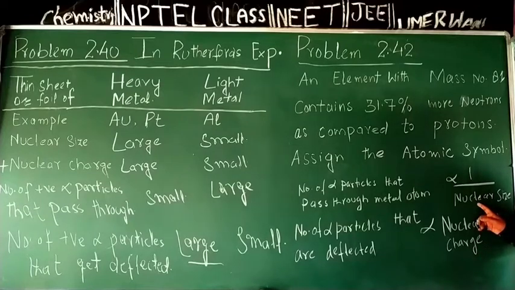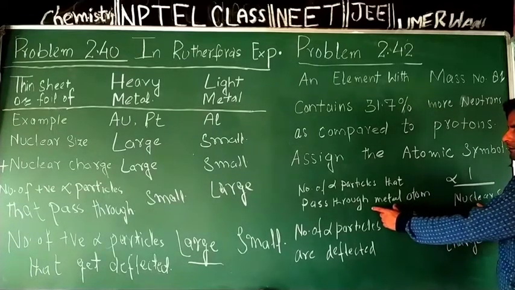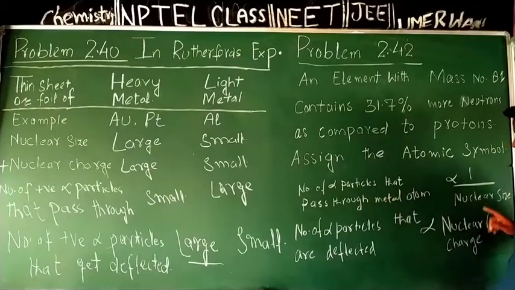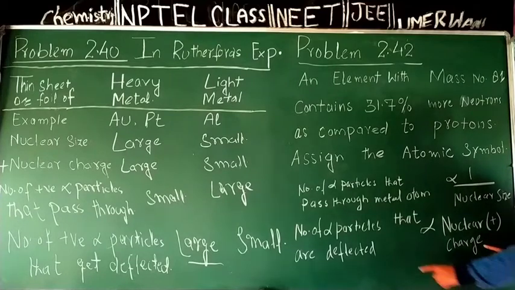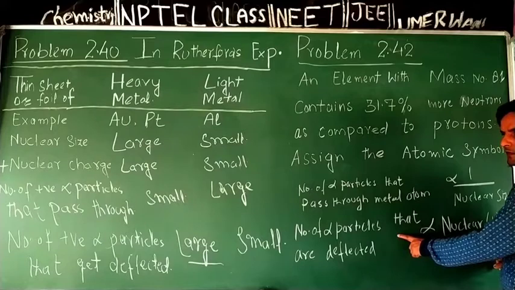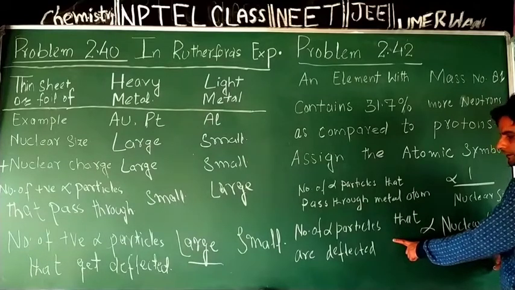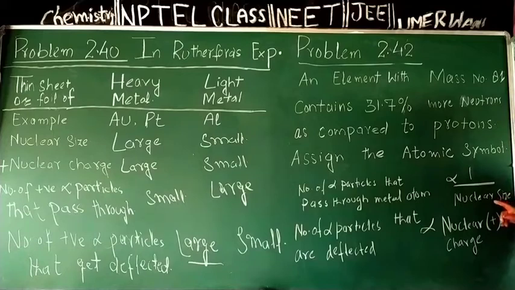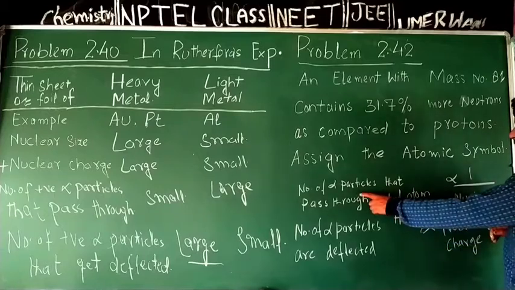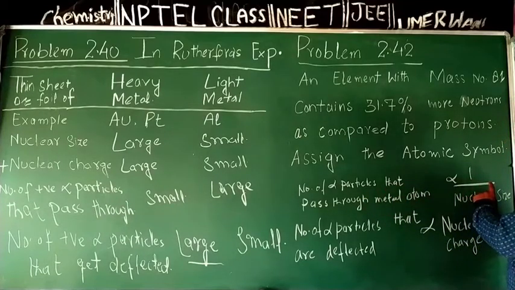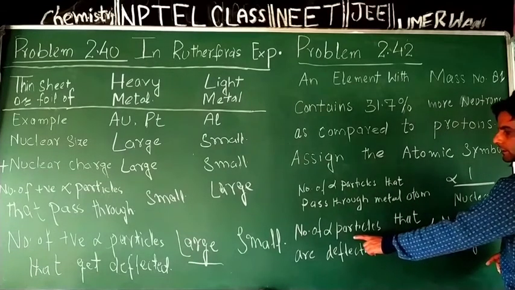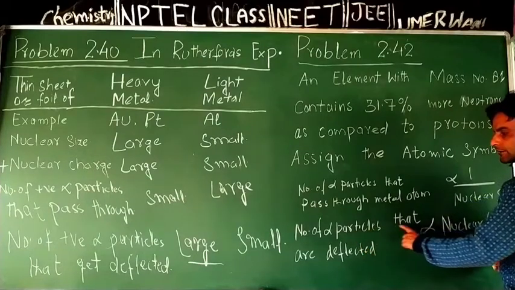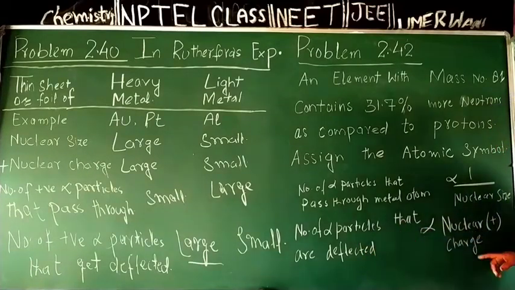A heavy metal atom has larger nuclear size, so a smaller number of alpha particles will pass through it. A heavy metal atom has larger nuclear charge, so a larger number of alpha particles will get deflected. A light metal atom has less nuclear size, so a greater number of alpha particles will pass through a light metal atom. A light metal atom has less nuclear charge, so fewer alpha particles will be deflected by its nucleus.